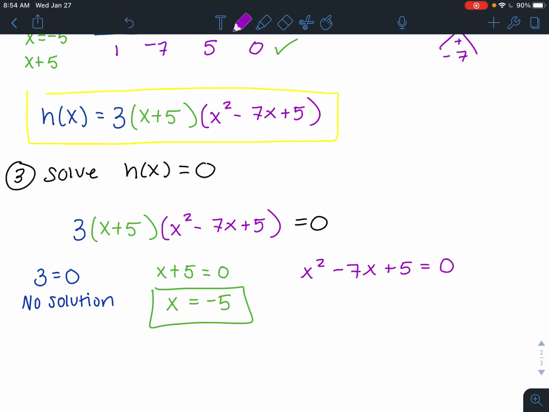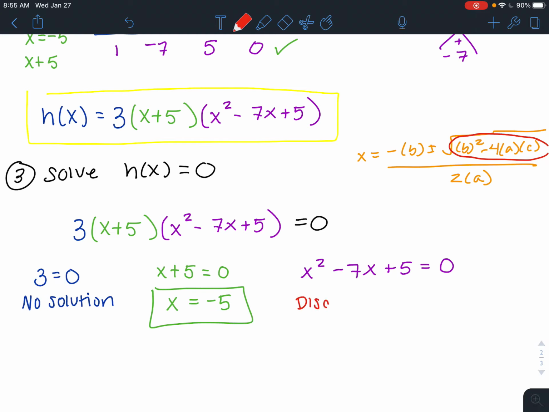And then we're going to set our quadratic factor equal to 0. So since I know it's not factorable, it's a prime quadratic, I have to use the quadratic formula to solve it. So just as a little refresher, write x equals negative b plus or minus the square root of b squared minus 4 times a times c, all over 2 times a. So I'm going to find the discriminant first, the stuff under the square root.